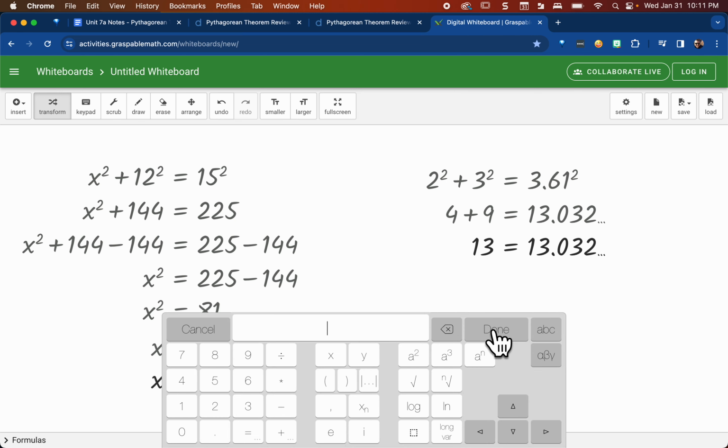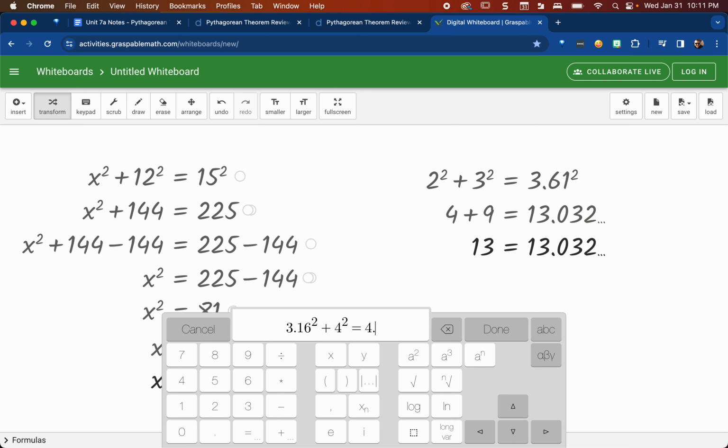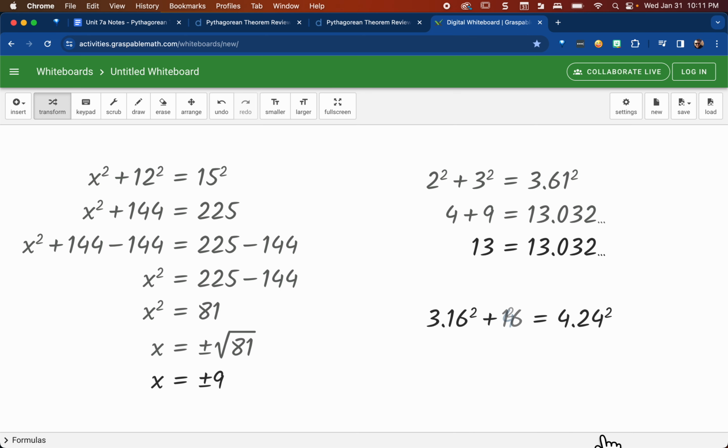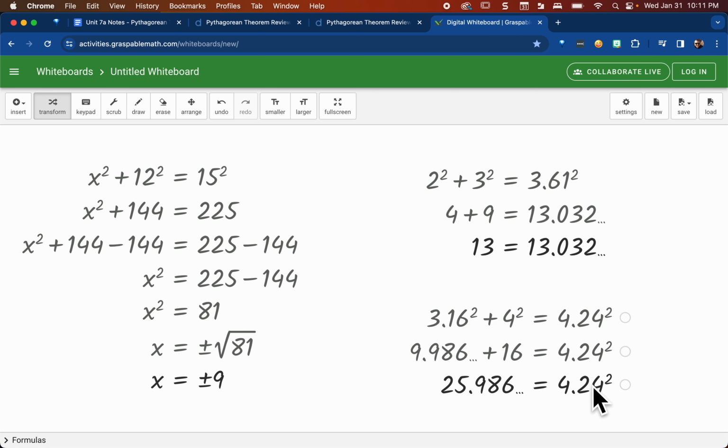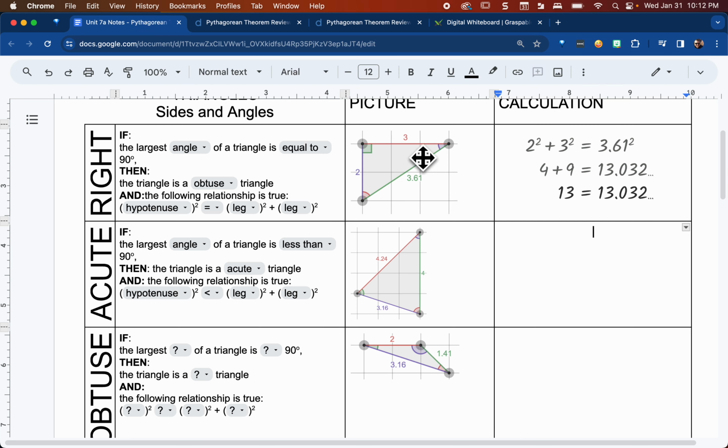So we're going to say we have 3.16 squared, 4 squared, and we're trying to check if that equals 4.24 squared. That's what we're checking. So we have 4 squared, that's 16. The 3.16 squared is 9.986. So we want to see, is 4.24 squared equal to this? And it's not. This side, the long side of the triangle, is smaller than the other two put together. It's like your hypotenuse is too small. If the hypotenuse is too small, not equal, not greater, but too small, it's going to be acute.